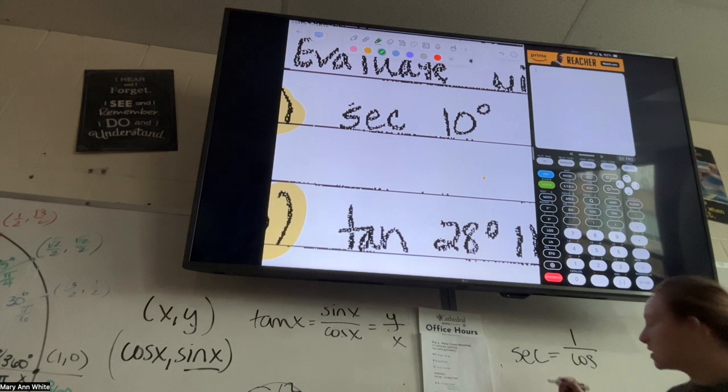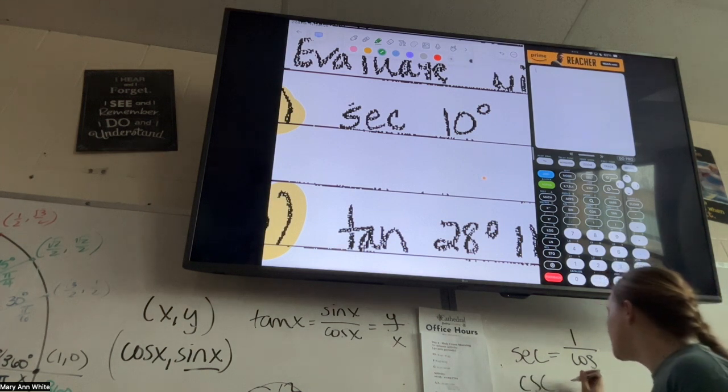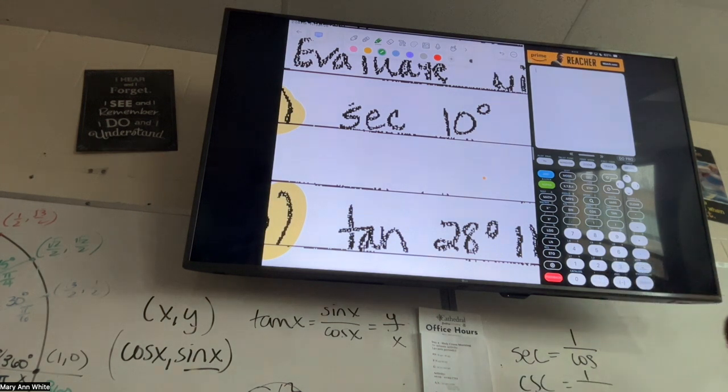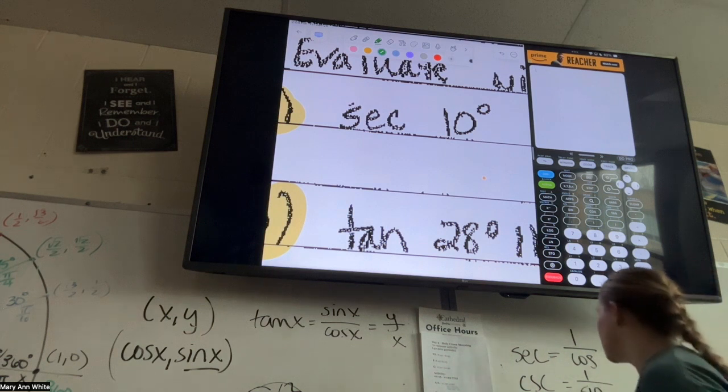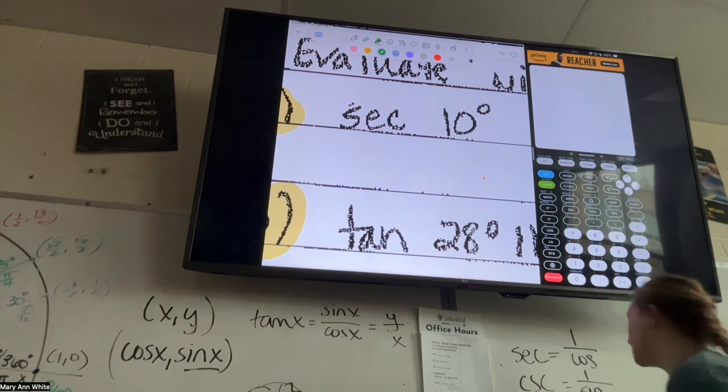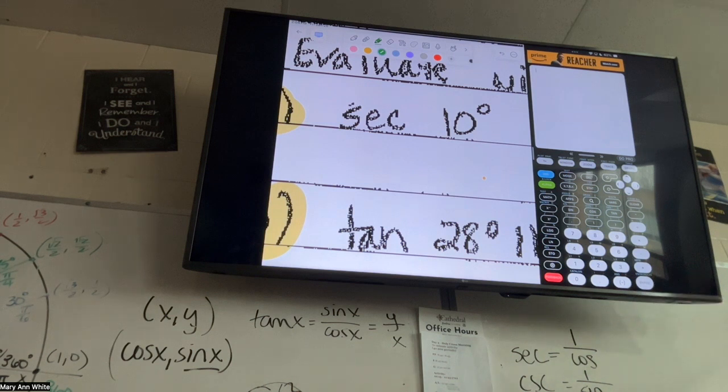While we're here, what would cosecant be? That's 1 over which one? Sine, good. And then what about cotangent? That would be 1 over what? Tan, very good.